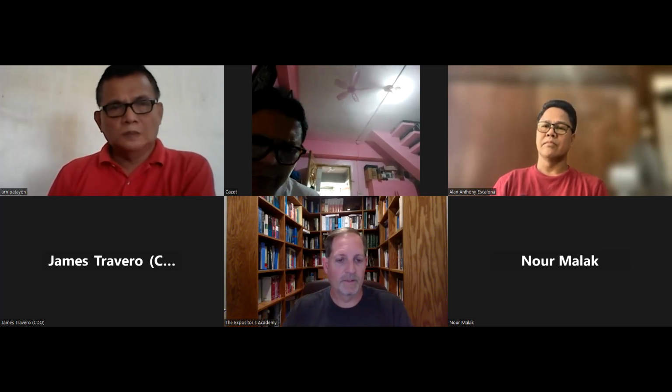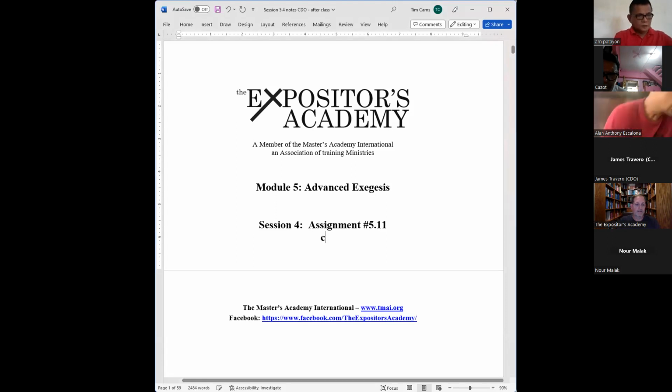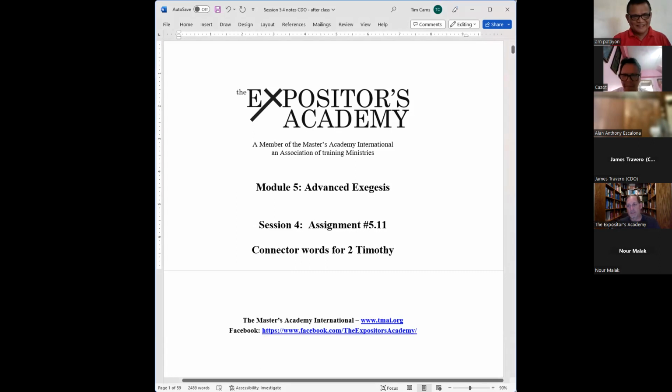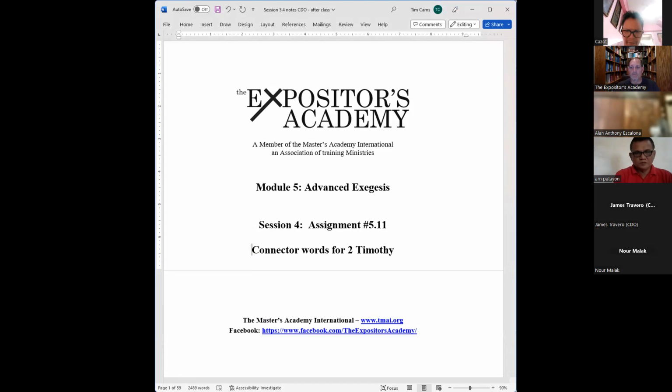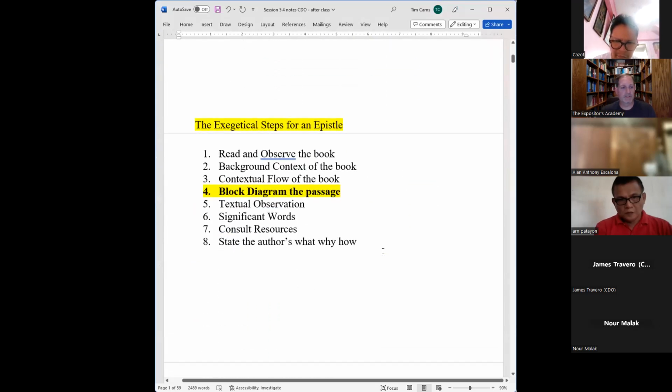So with that, we're looking at assignment 5.11, which again is the connector words for Second Timothy, for all four chapters. To do that, we did some review when we were together when we started Module 5. So I want to pick up where we were from that, cover a few things with you, and then hopefully get to the example for the assignment and do a little bit from Second Timothy as an example.